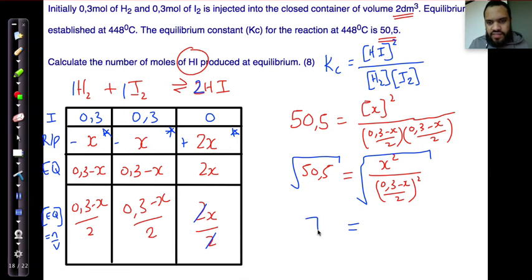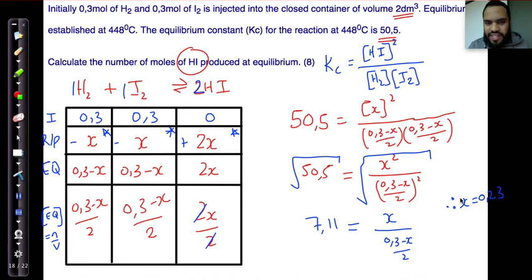That's going to be 7.11. And this thing is going to be x divided by 0.3 minus x all over 2. Okay, and at this point in time, the rest of this is just going to be algebra. You will come out to find the value of x, and with a little bit of algebraic manipulation, I don't have the space to do so, you should get, therefore, x will equal, I'm just going to continue on this side, x equals 0.23.